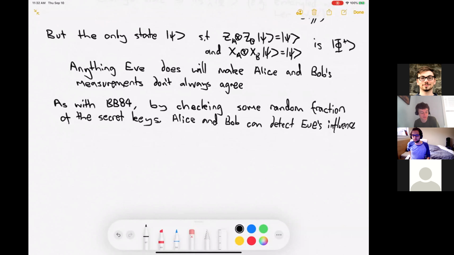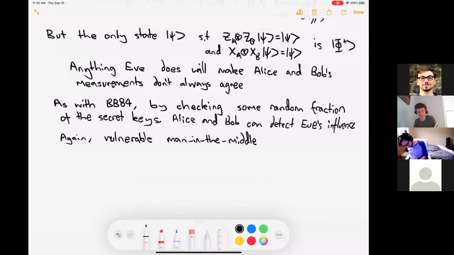It's worth noting that as with BB84, this is vulnerable to man-in-the-middle attacks, right? If Alice and Bob think they're checking that they have the same secret keys for some random sample, but actually they're not talking to each other, they're talking to Eve, then they have no security at all. So they need some way of verifying, when they do the comparison of their keys, that they're actually talking to each other.